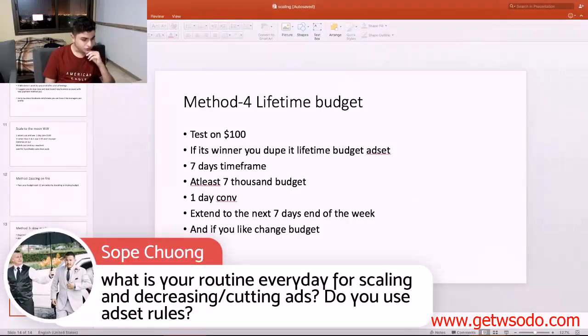What is your routine every day for scaling and decreasing cutting ads? Do you use ads tools? No. So first thing, I launch ads at 12 a.m. PST or EST. Between 12 to 6 a.m. you can launch at those times.